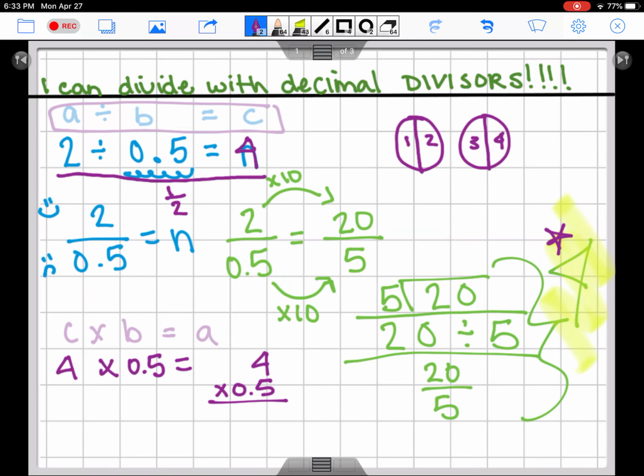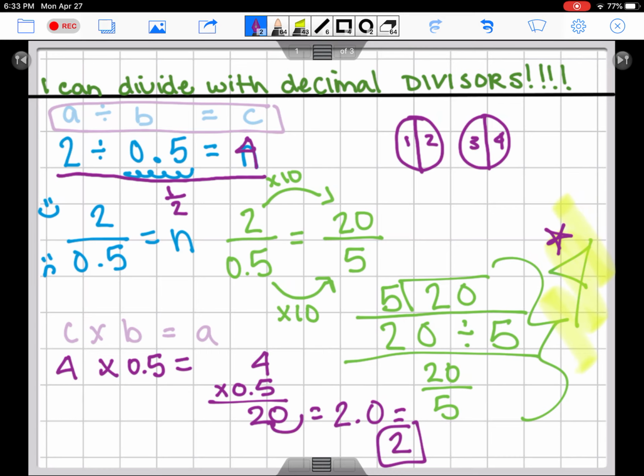5 times 4 is 20. We've got a 0 here, so we don't need to worry about that. And we have 1/10 place value in our factors, so we need to bring our decimal over. That is going to equal 2.0, which equals 2. Beautiful, beautiful work, team members.